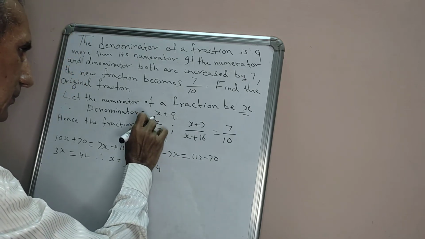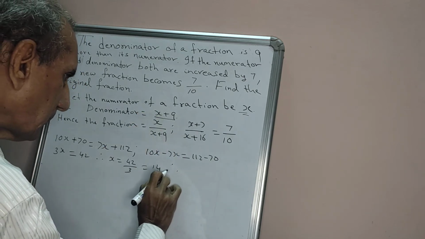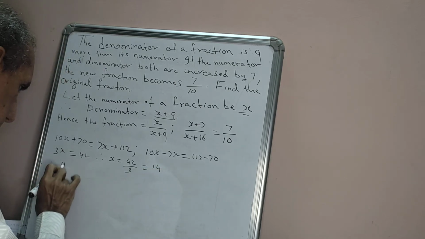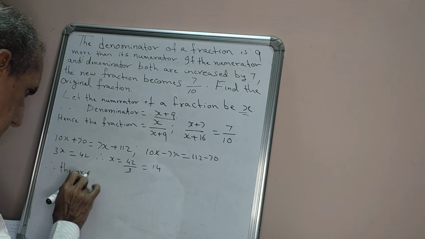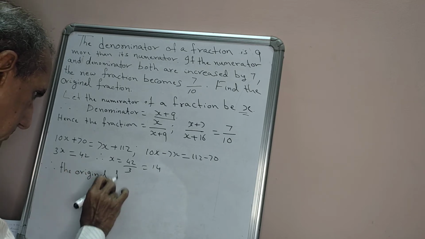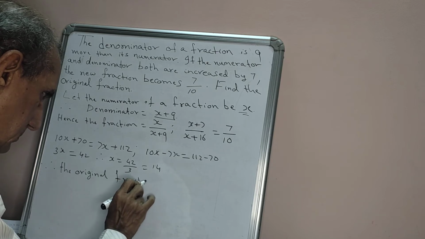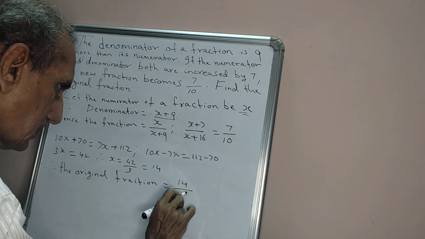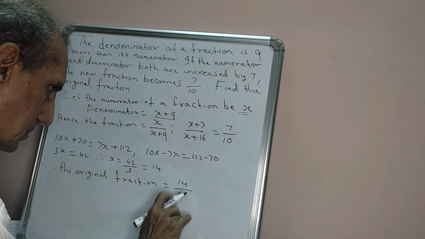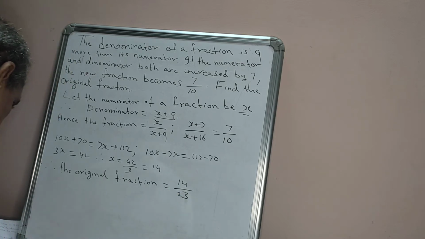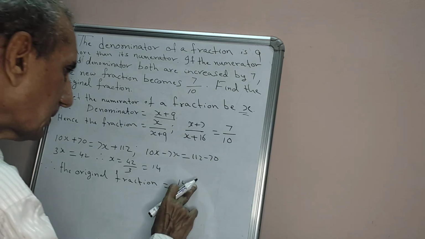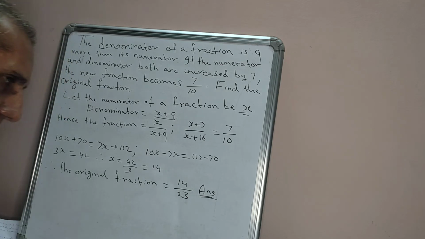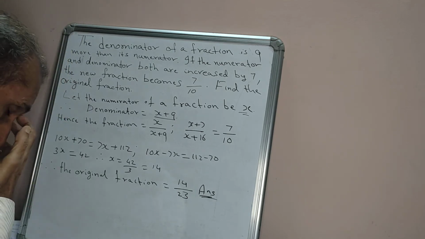My denominator will be what? 14 plus 9, which is 23. Therefore, the original fraction is 14 by 23. That's my answer. Okay. Right. Next.